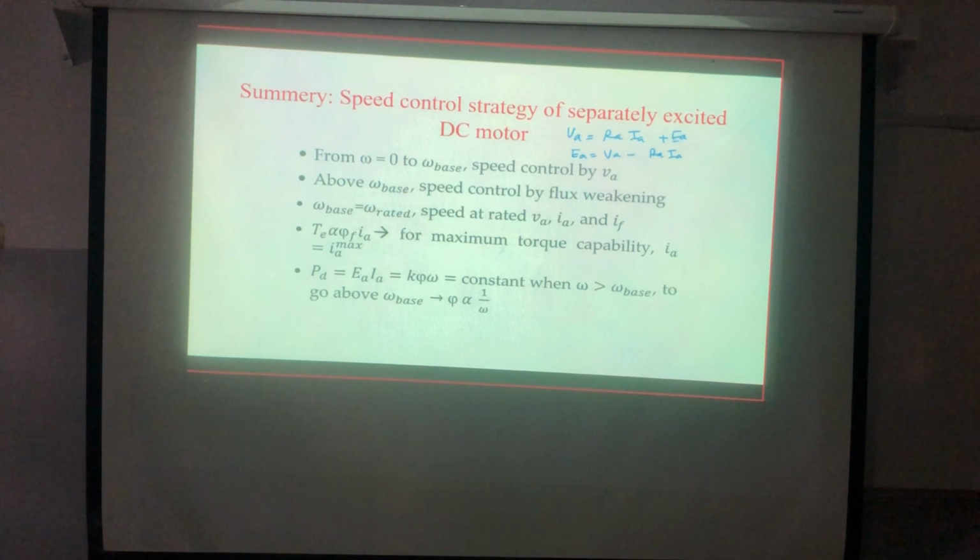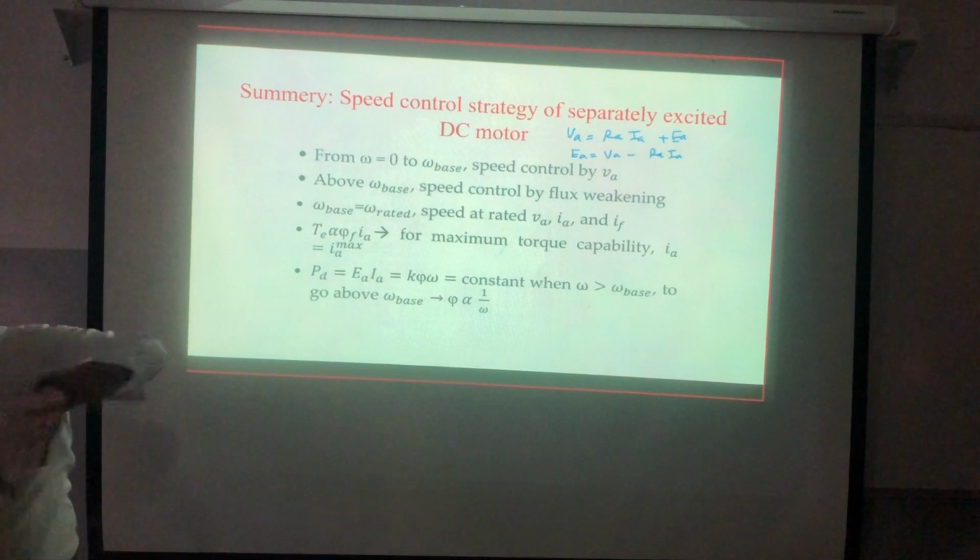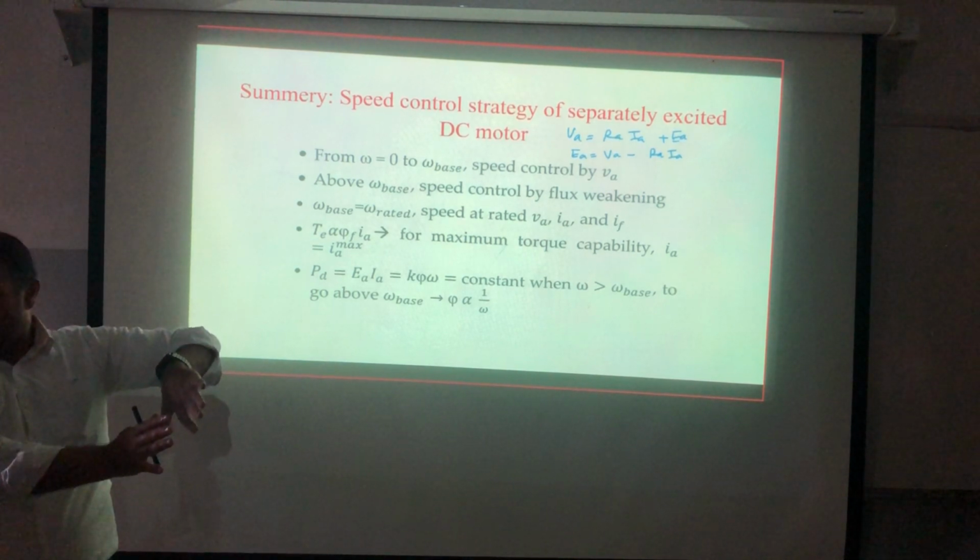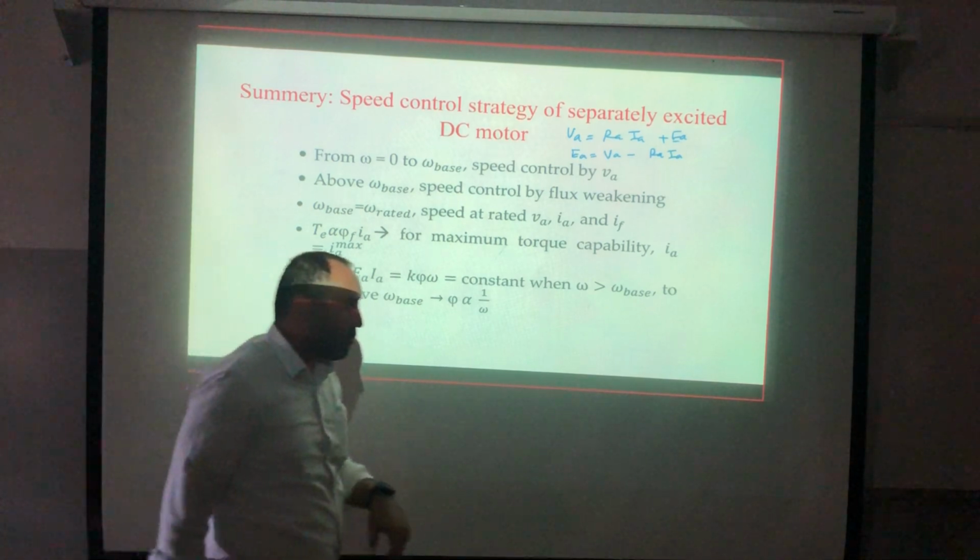Now, how come EA is fixed while I'm reducing the flux and increasing the speed? EA should be constant. That's why in flux weakening you call it the constant power region, EA IA. And in armature voltage control, you call it the constant torque region. Good? Good.